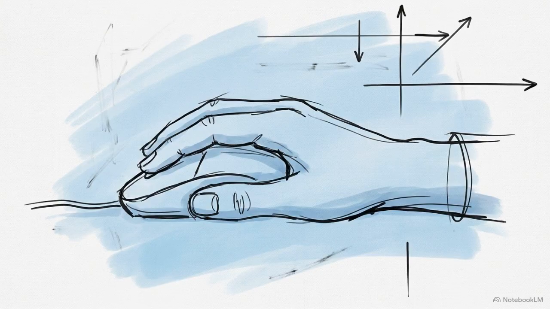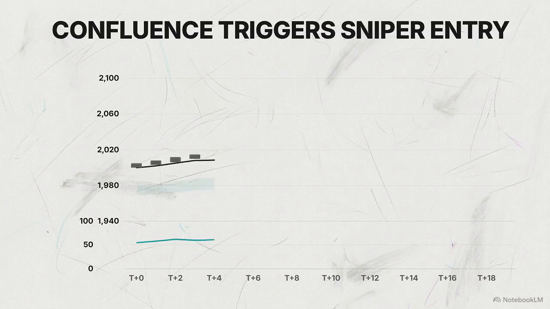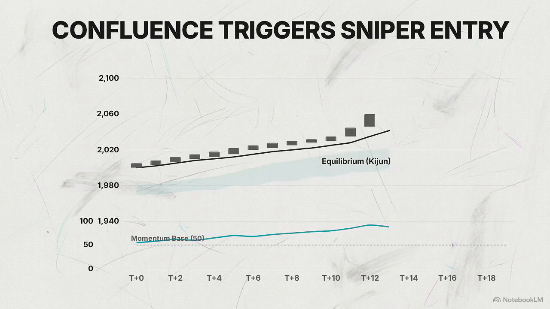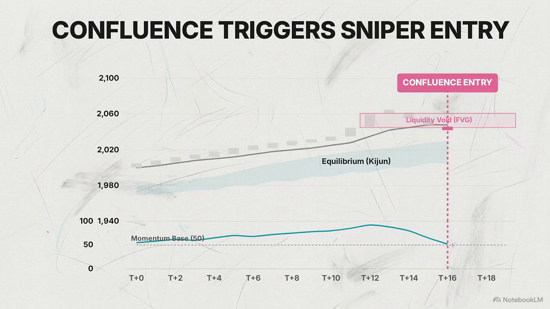This strategy moves you away from reactive decisions. By combining momentum, liquidity gaps, and equilibrium, you only execute when the data points to a single point of confluence.